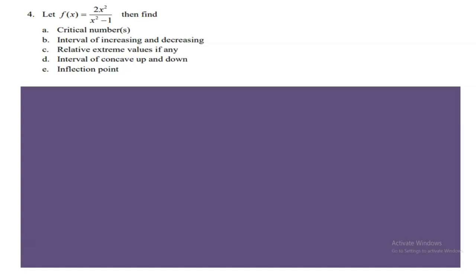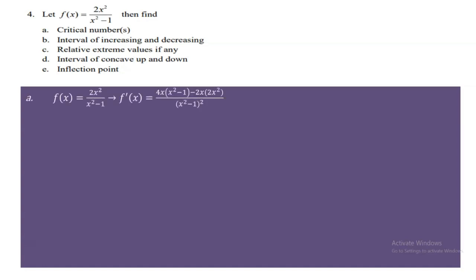So directly going to the question, you are asked to find the critical number, intervals of increasing and decreasing, relative extreme values if any, and also intervals of concave up and down, and inflection points for this particular rational function. In order to find all this, the primary thing you need to do is find the first derivative of this function, and for this you need to apply the quotient rule because it is a rational expression. So let's see how we can find the critical number.